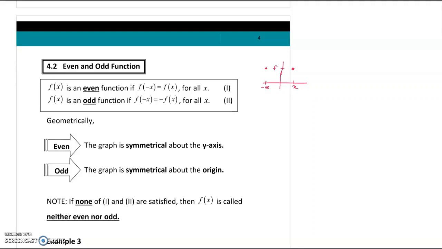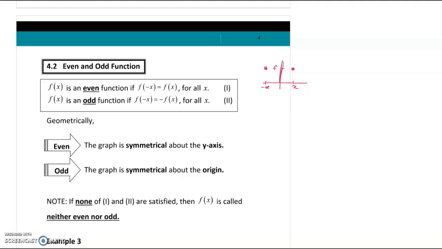So based on the diagram that I've sketched here, we know that geometrically, the even function in terms of graph is symmetric about the y-axis. You can see here, if you have a point here, it is also here. So it means it is symmetric about the y-axis.